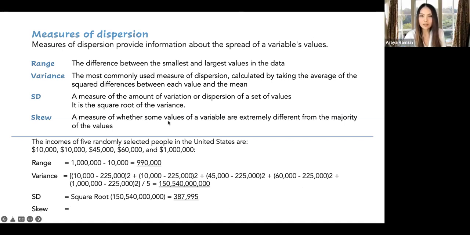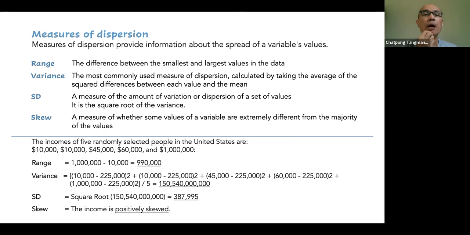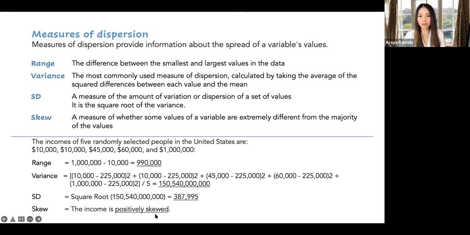A measure of whether some values of a variant are extremely different from the majority of the values. The answer here is actually, you might not be able to tell easily when just looking at the numbers like that. But if you look at the graph or histogram or something like that, it will be clear. Okay, the answer is actually positively skewed.